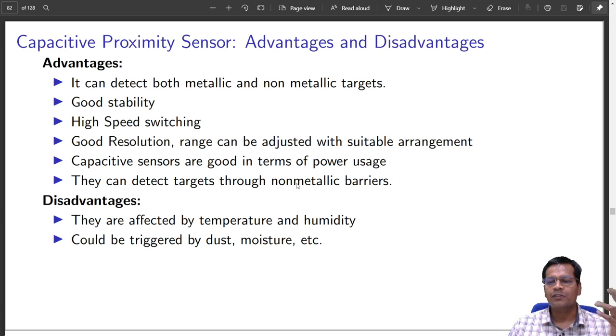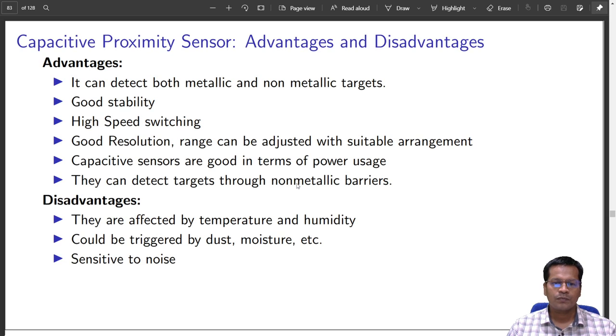So eddy current is not much affected. The magnetic fields are not much affected by dust. So that is the reason. In the case of a capacitive proximity sensor, definitely that is going to affect your sensor. Sensitive to noise, yes, because there was a plate that you saw inside. That plate can have some sort of vibration and it can create problems. Yes, that is why.